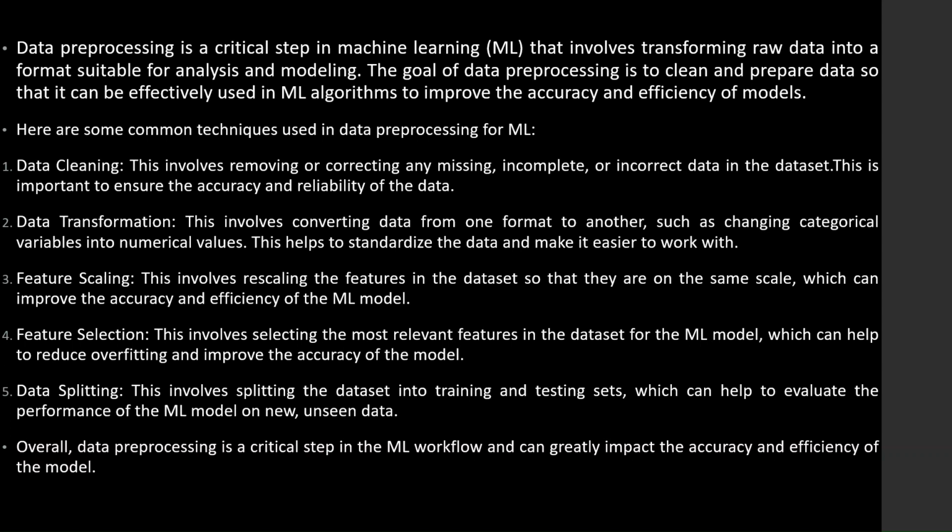Coming to feature scaling, this involves rescaling the features in the data set so that they are on the same scale, which can help improve the accuracy and efficiency of the machine learning model. Next one is feature selection, that involves selecting the most relevant features in the data set for the machine learning model. Again, it depends on the model, and there are relevant features to each and every model, which help in reducing overfitting and improving the accuracy of the model.